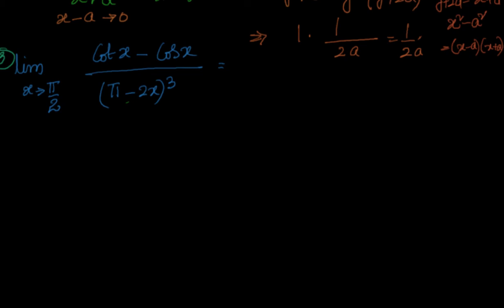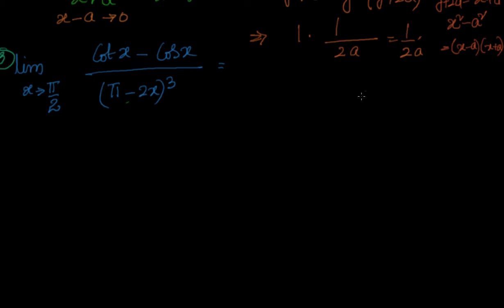Now let's look at this example, pretty interesting example. We have limit x tends to pi by 2, we have to find out cot of x minus cos of x by pi minus 2x whole cube. Now tell me what should be my y? What should be my y?